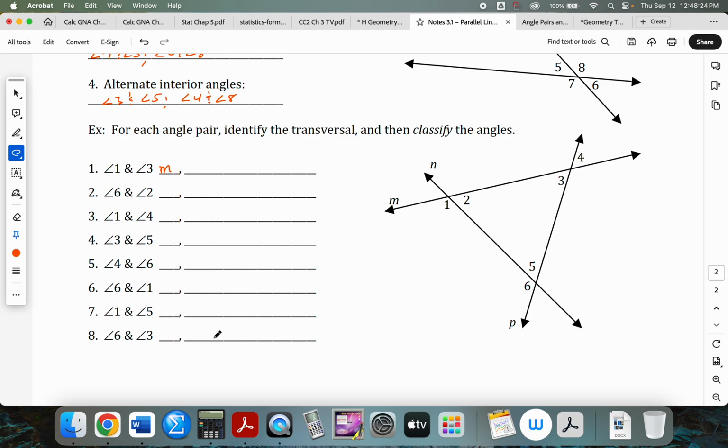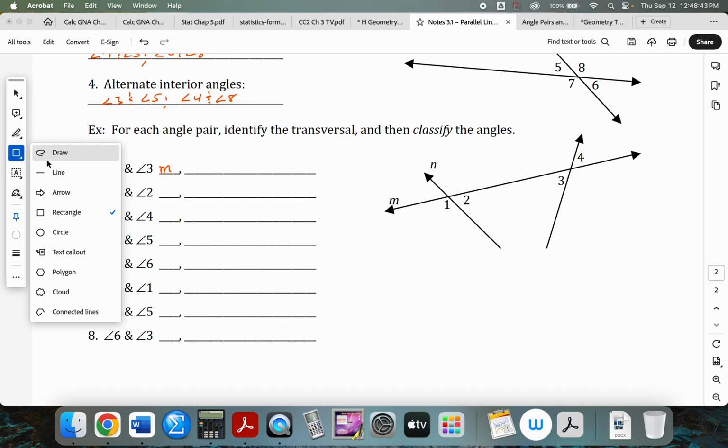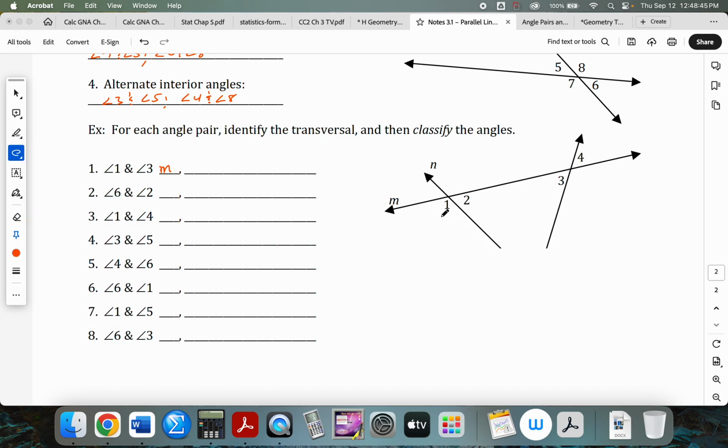So when I'm looking at those, I don't need to look at anything down here. Now, you can't do that easily, but sometimes I have people who will actually put their hand over it. I'm just looking at this part up here. So, what type of angles are angle 1 and angle 3? Yes, corresponding angles.